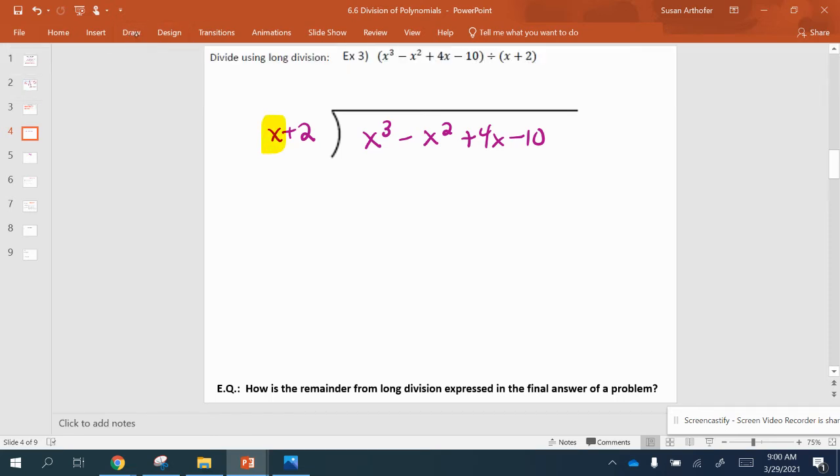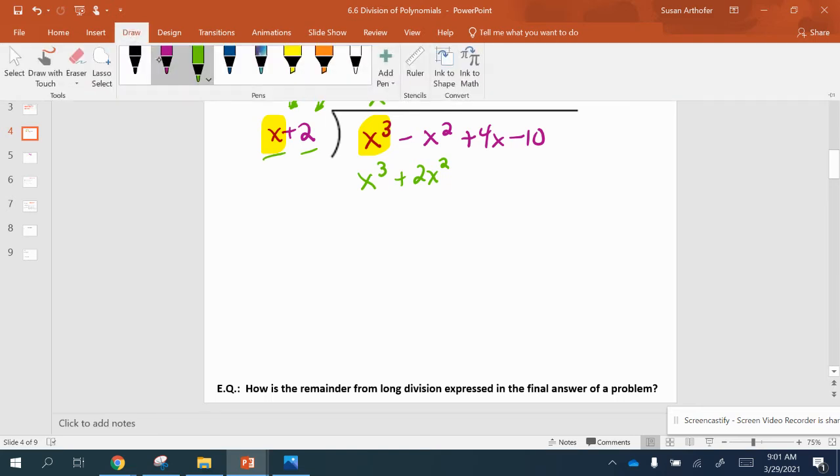You're going to always think about the first terms. So we're thinking about x and x cubed, and you're asking yourself what goes up here. What times x gives you x cubed? Well, x squared, right? X squared times x gives us x cubed. So we're going to distribute the x squared to both items. So x squared times x is x cubed. X squared times 2 is 2x squared.